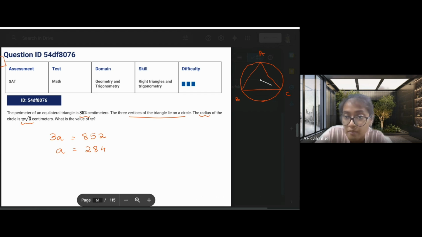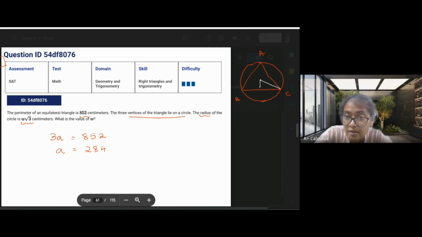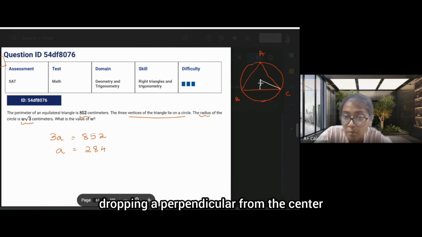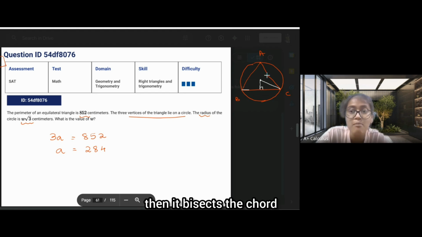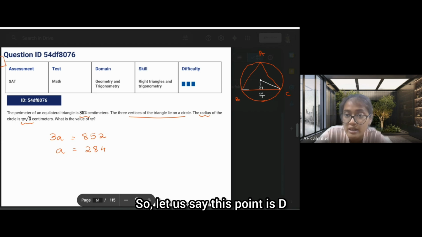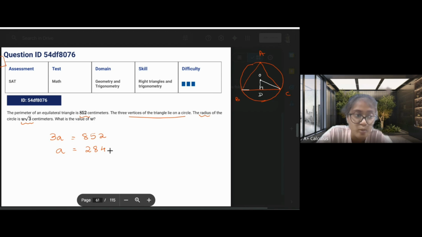So first of all, connect the center with one of the vertices of the triangle. So that is also the radius. And we have just found that one side of the triangle is 284. And I'm dropping a perpendicular from the center of the circle to this side BC. So when you drop a perpendicular to a chord, then it bisects the chord. Okay. So let's say this point is D. This is the center. So DC will be half of 284. So that's going to be 142. Okay. So this is 142.